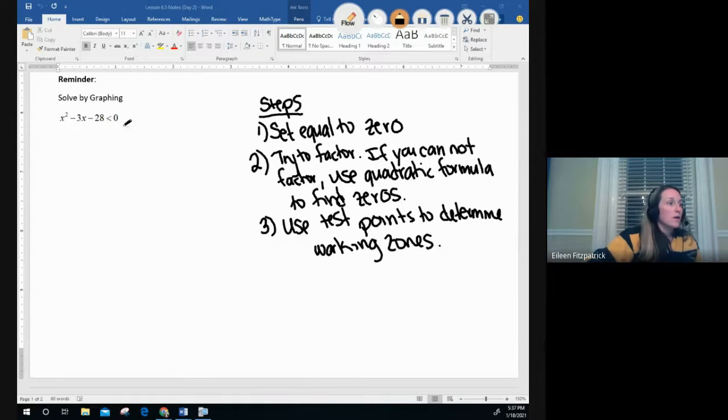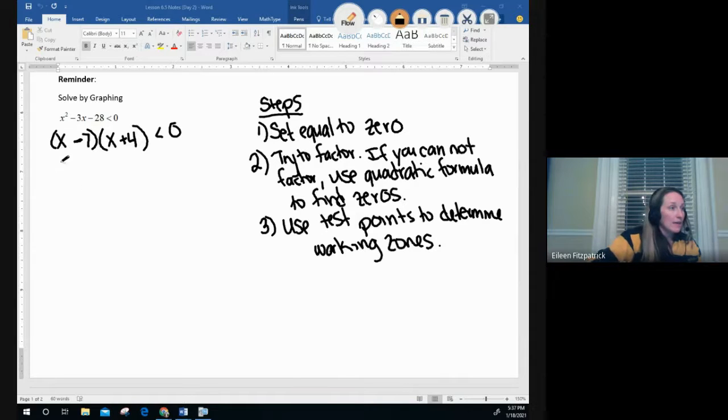Okay, so it's already set equal to 0. I'm going to try to factor, which luckily factors, so we don't have to do the quadratic formula. Okay, so x times x will give you x squared. 7 times 4 will give you 28. It'll be negative if one of the values is negative. If I have a negative 7 and a positive 4, that'll add to negative 3, but multiply to negative 28.